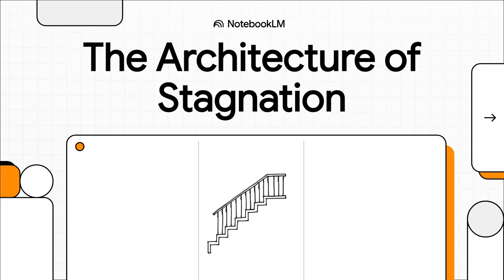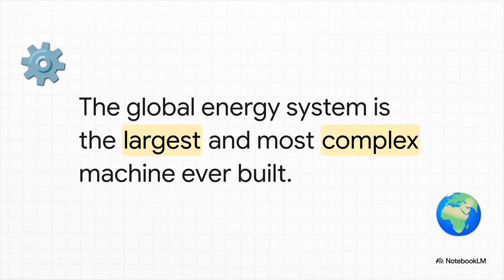Today, we're putting our entire global energy system on the operating table. And the diagnosis we've come back with? We're calling it the architecture of stagnation. Now, before we get into it, you have to appreciate the sheer scale of what we're talking about.